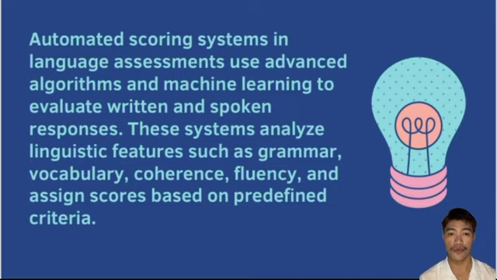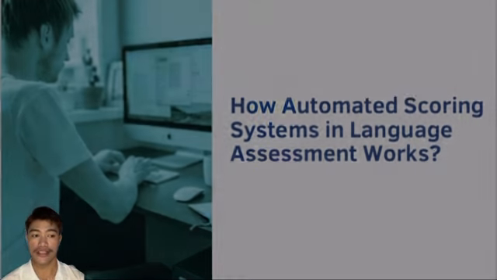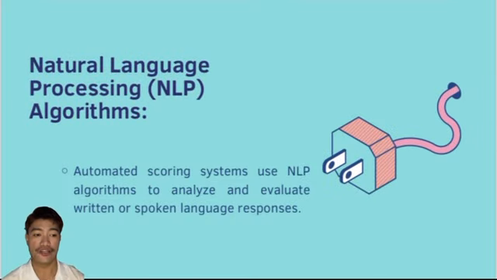development across global communities. How do automated scoring systems in language assessment work? First, we have natural language processing, or NLP. NLP algorithms in automated scoring systems are used to analyze and evaluate written or spoken language responses. These algorithms can detect grammar, syntax, vocabulary, and overall coherence in responses.